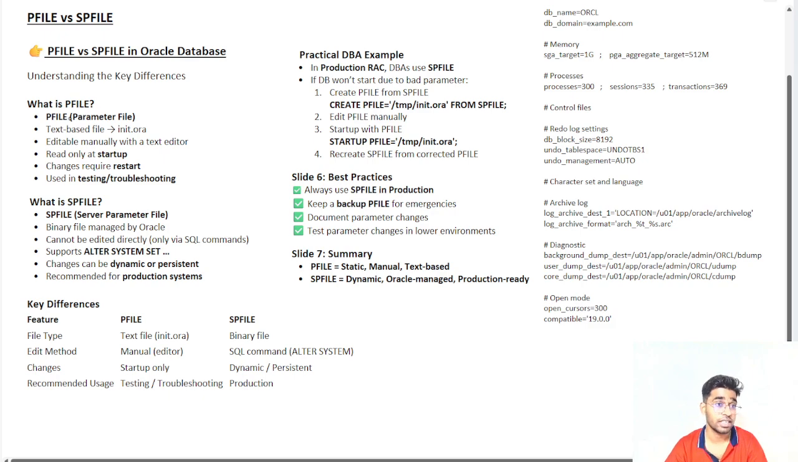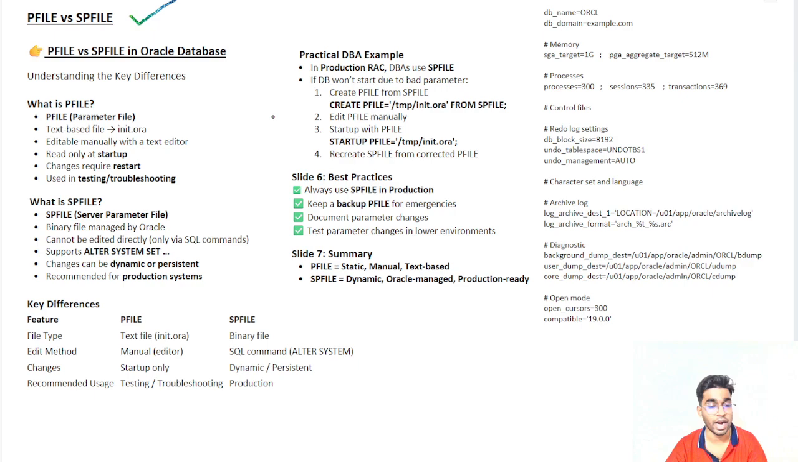We are going to discuss the difference between PFILE and SPFILE in Oracle database. In Oracle database, there are three stages to start up the database: nomount, mount, and open. To nomount the database, we require the initialization parameter, that is a PFILE. And this is the SPFILE, the server parameter file in Oracle database. What is the difference between PFILE and SPFILE?